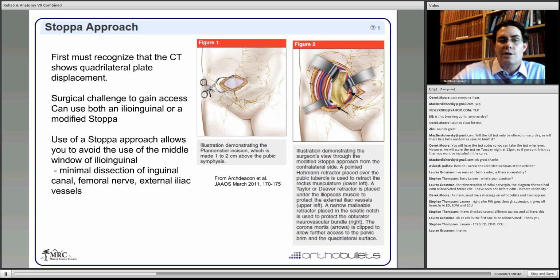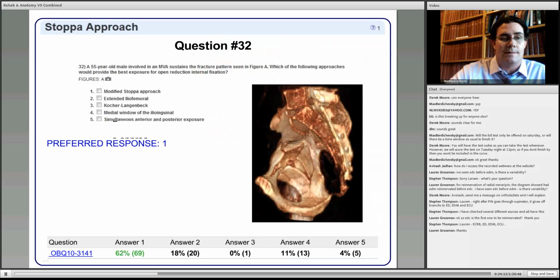When we look at some of the commonly tested items, when they're asking about a Stoppa approach, commonly they're going to be asking about gaining access to that quadrilateral plate, especially with displacement. Again, that was the answer here. It looks like a majority of people answered that. The extended iliofemoral was second most common. Again, we don't use that to gain access to the quadrilateral plate, but we would use the medial and middle window or the middle and lateral window of the ilioinguinal, which weren't choices for this question.